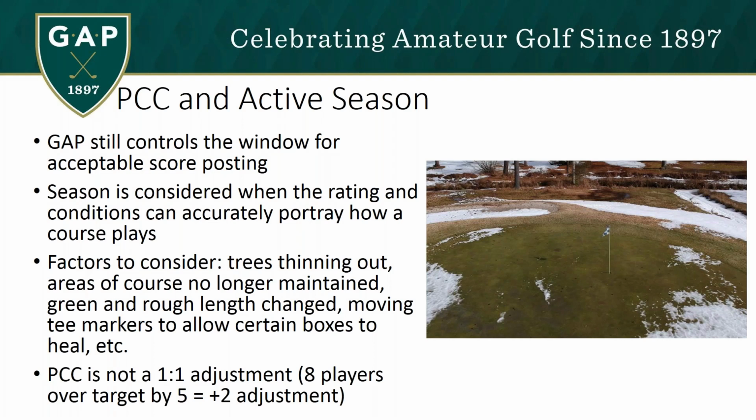So like we said early on, PCC is not a one-to-one adjustment. So if 8 players go out and play over their target by 5 shots, the adjustment's only +2. And those players playing 5 over their target score might be 100% due to the way the course is playing that day. If the rough length is extremely long or the green speeds are much different and the course is just that much more difficult, the adjustment's only +2. So it brings it down.